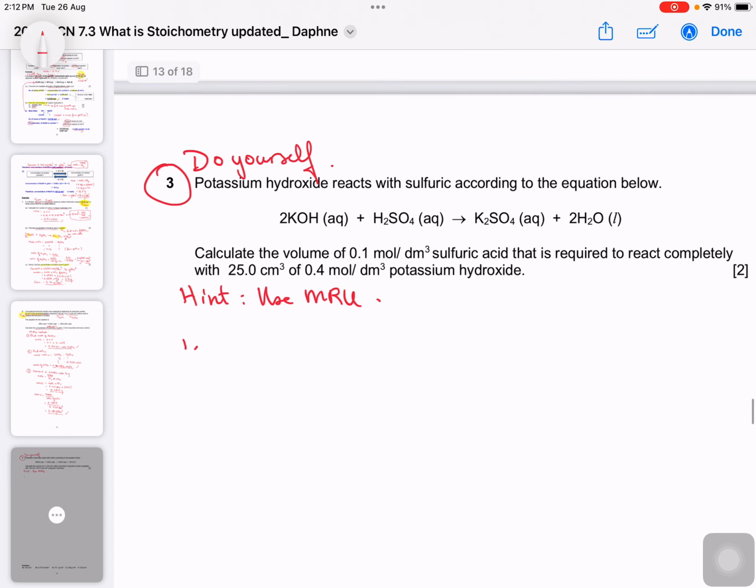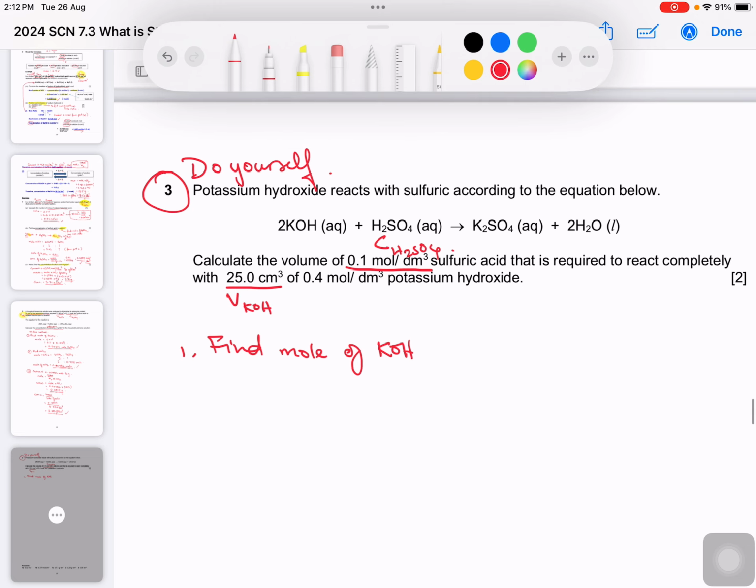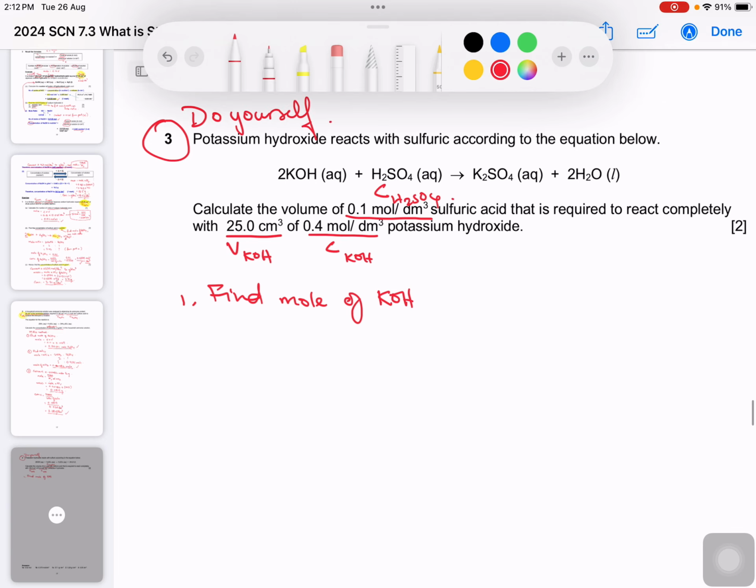Okay, model answer now. Model answer. Find mole of KOH. Okay, so this is concentration of H2SO4. This is volume of KOH. This is concentration of KOH. Okay, so first step, you have volume of KOH and concentration of KOH, find the mole.